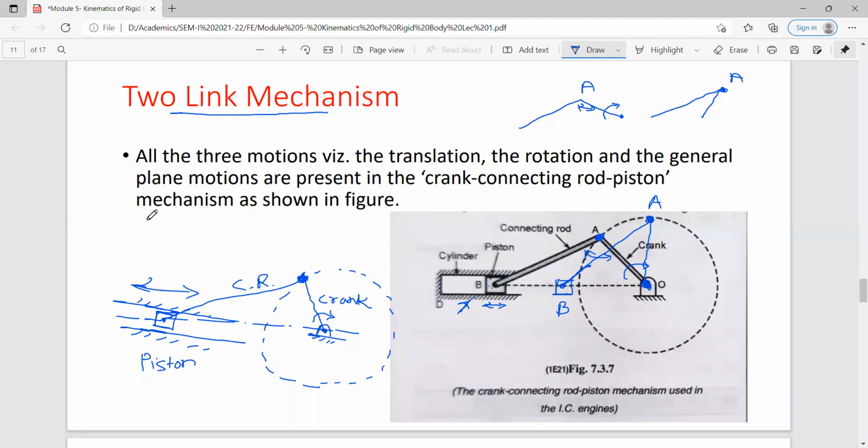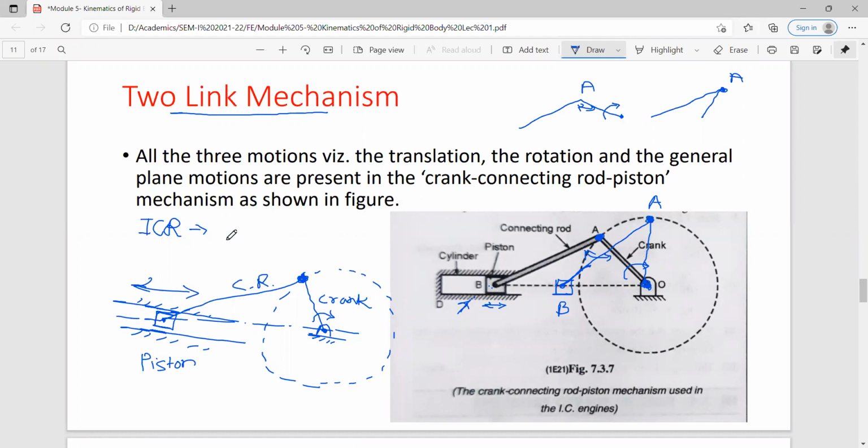But we have seen the concept of ICR. The concept of ICR says that any motion, whether it is piston motion or crank motion, translation or rotation or general plane motion, any motion can be considered as rotational motion. And if rotational motion is there, you can find out the center of rotation also. So we will stop here.